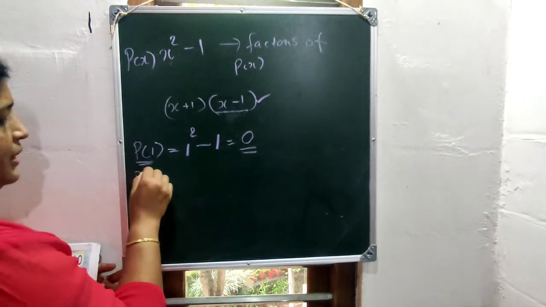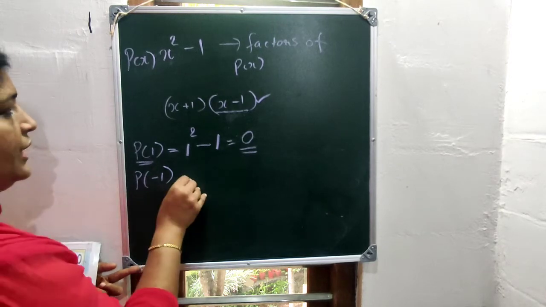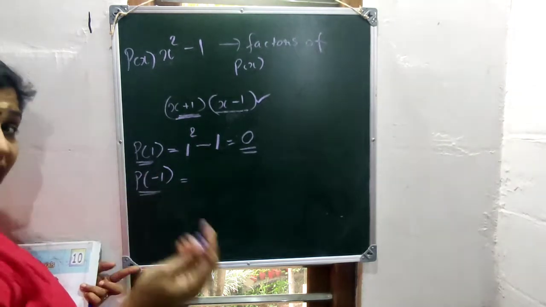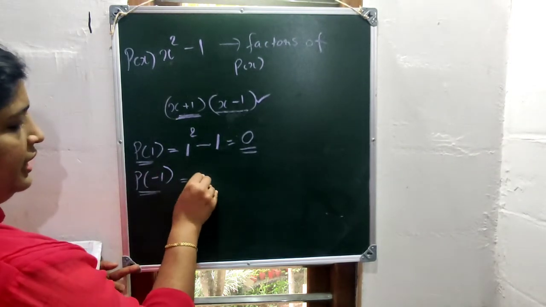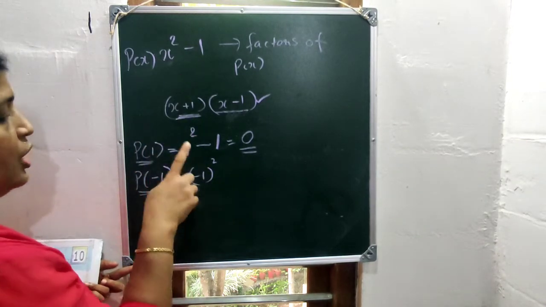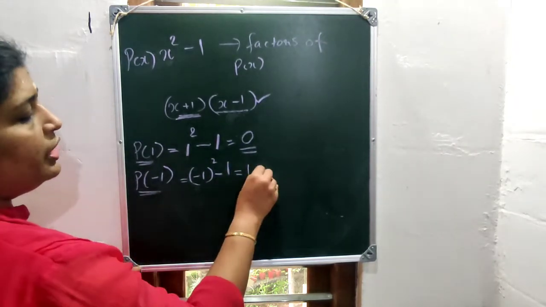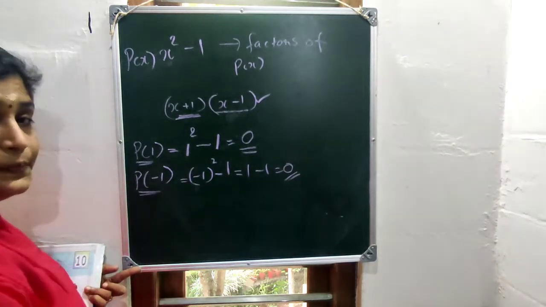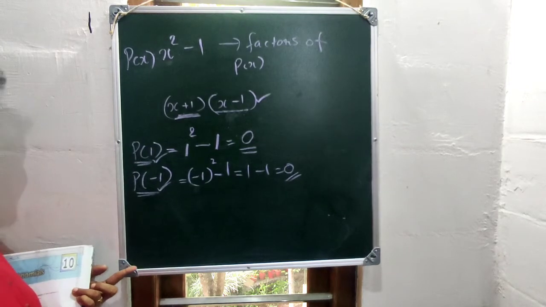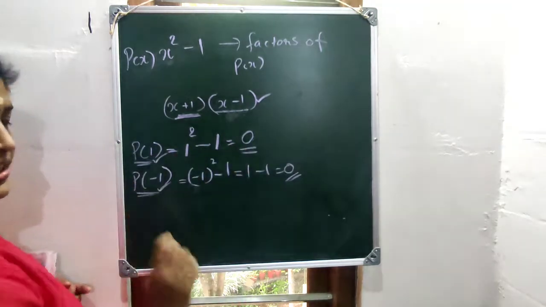One more number. What about p of negative 1? Here we have x plus 1 as a factor. Then I am just taking this as p of negative 1. What is p of negative 1? That is equal to negative 1 whole square, instead of x just substitute negative 1, so negative 1 whole square minus 1. What is negative 1 whole square? 1. 1 minus 1 is equal to 0. So for these two values, that is for 1 and negative 1, we have p of 1 is equal to 0 and p of negative 1 is equal to 0.